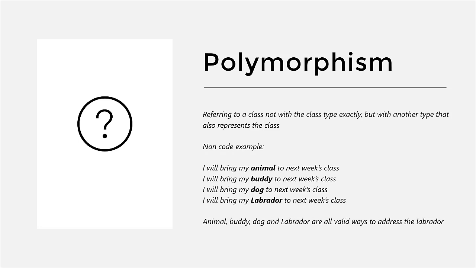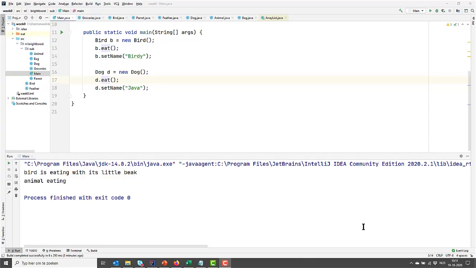Doing it like this, it doesn't seem to make too much sense, but later it's actually very useful that we can bundle groups of classes that are of the same type. So let's move over to Java and see how this is working. Here we have our bird and dog that both extend the class animal. So animal is the superclass and bird and dog are child classes.